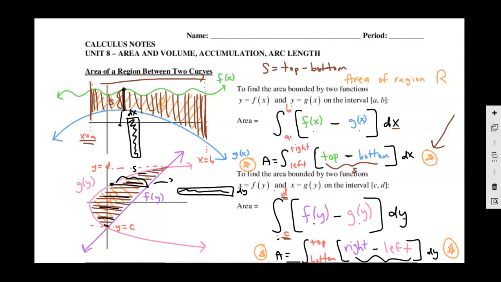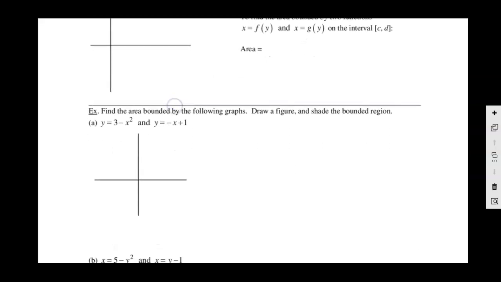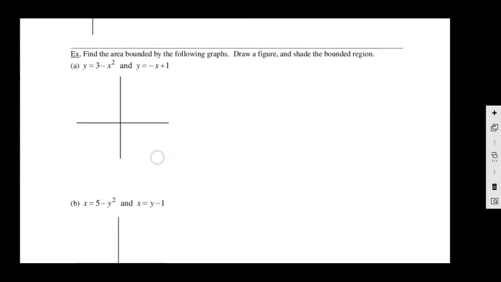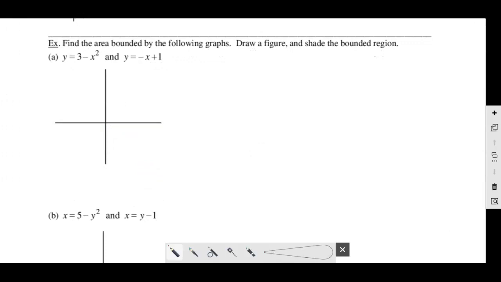All right, let's go through and do these examples. Here we go. First one, it says, find the area bounded by the following graphs. It says draw a figure and then shade the bounded region. All right, let's do this example A first. I always like to sketch the graphs, and sketching the graph is just going to help us see what is going on.